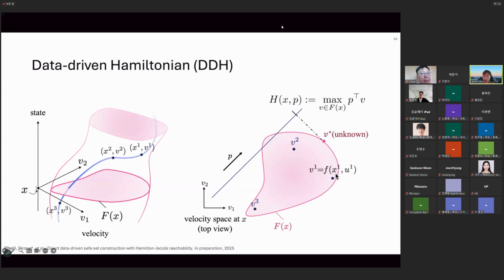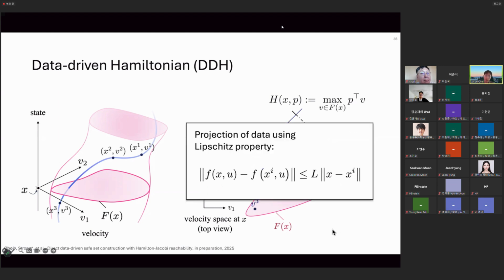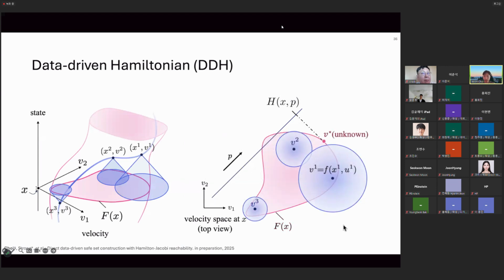But the critical thing to note here is that each velocity measurement in our data set is not exactly measured at our current state x. It is measured at a different state. So we use the Lipschitz property of the dynamics, which usually holds for a variety of dynamical systems, to project the data at these various states to the current state, with the associated uncertainty for each data point. What I mean is that within this uncertainty set, we know that the true velocity evaluated at our current state under this control input U1 will lie.